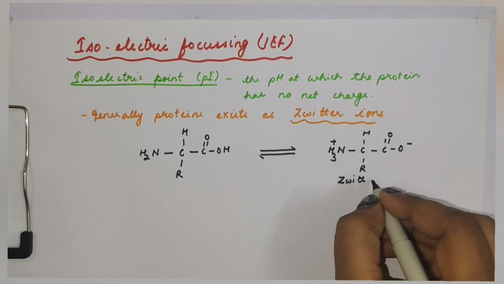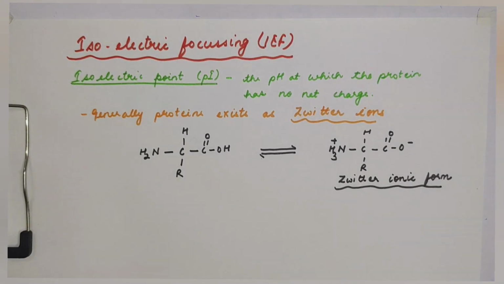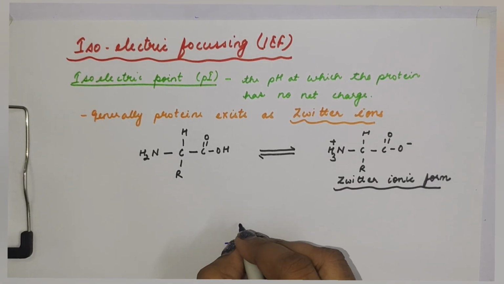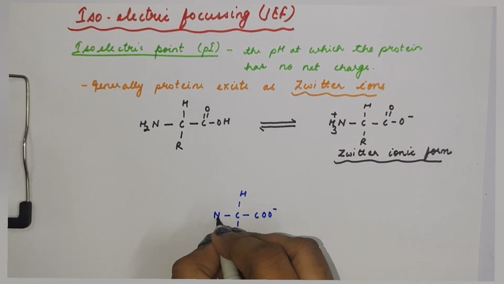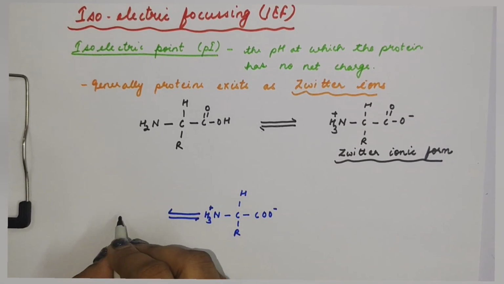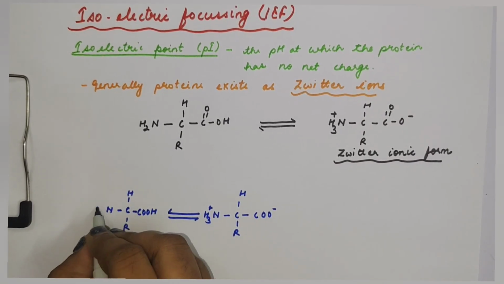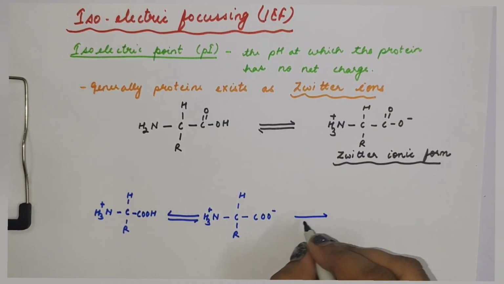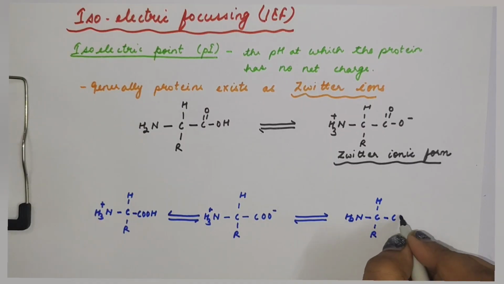The H+ from the carboxylic acid group comes towards the amino group and it forms NH3+ and COO-, meaning one positive and one negative charge. And as the positive and negative charges cancel, there is net zero charge. So, these proteins exist in zwitterionic form, and when there is net zero charge on any protein, that pH is known as its isoelectric point, or the pI.